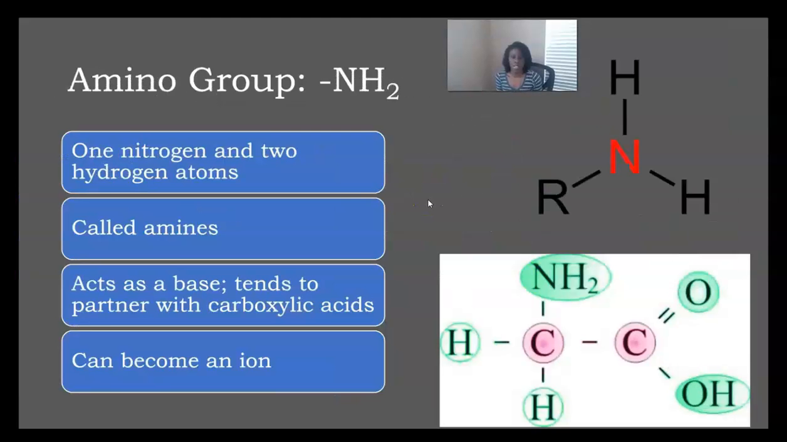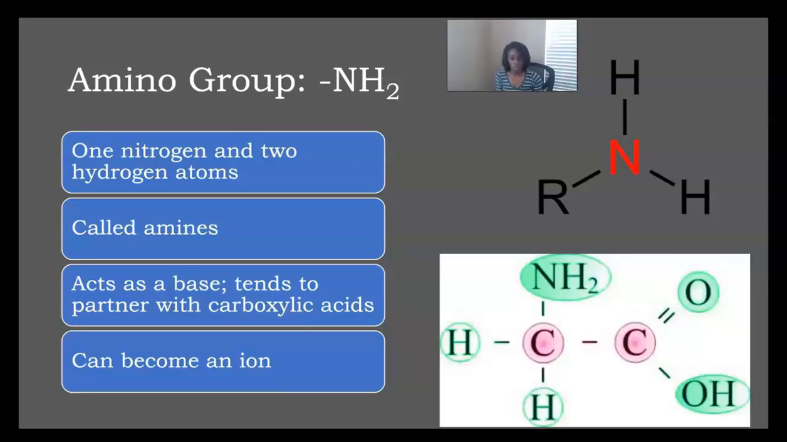The next group is the amino group. This consists of 1 nitrogen atom and 2 hydrogen atoms, and it's typically written as NH2. Sometimes you may see H2N. Again, it just depends on where it's attached. Now, amines tend to partner up with the carboxylic acids that we just saw because amines act as bases in solution. We just said that carboxylic acids act like acids in solution. Amines act like bases. So just like carboxylic acids can become ionized, amines can become ionized as well.